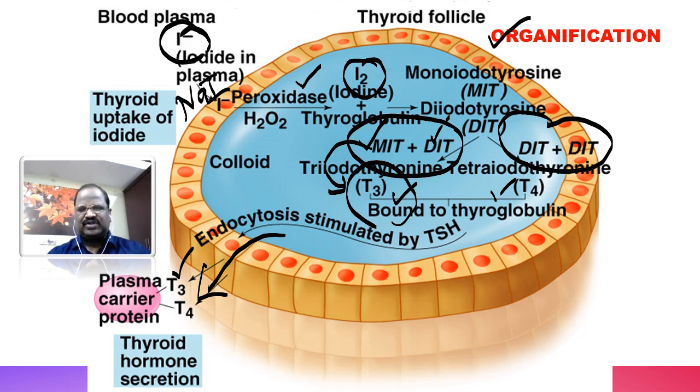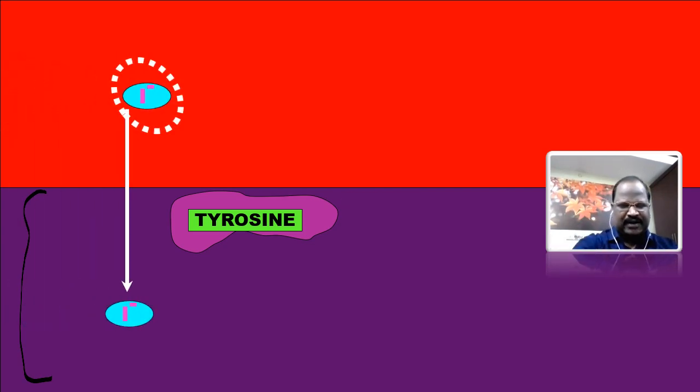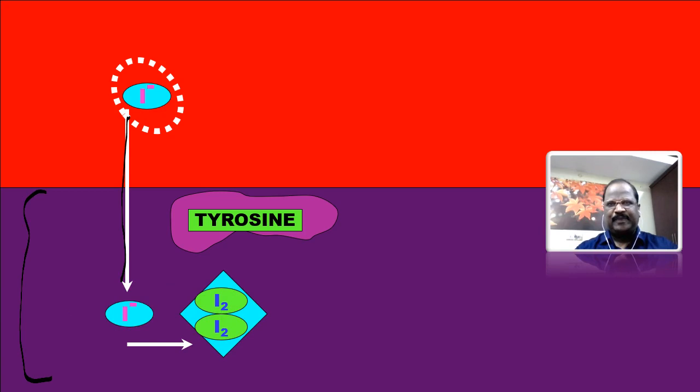So to reinforce your memory, I am explaining the same thing in a diagrammatic format. Come on, one by one. The first step involved in synthesis of thyroid hormone is iodide uptake. Imagine this is a thyroid follicle. Once iodide comes into the follicle, the iodide becomes iodine with the help of peroxidase enzyme. Once the iodine is formed, it joins with the tyrosine.